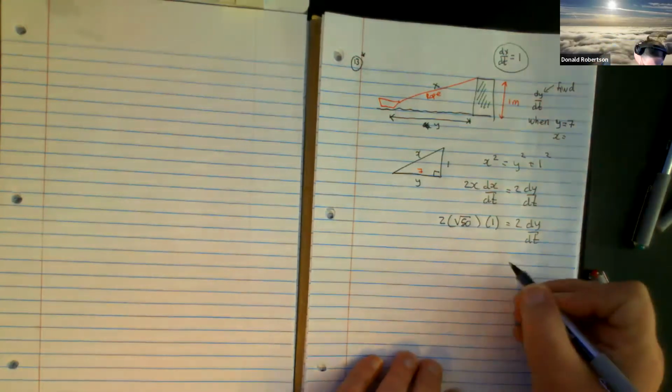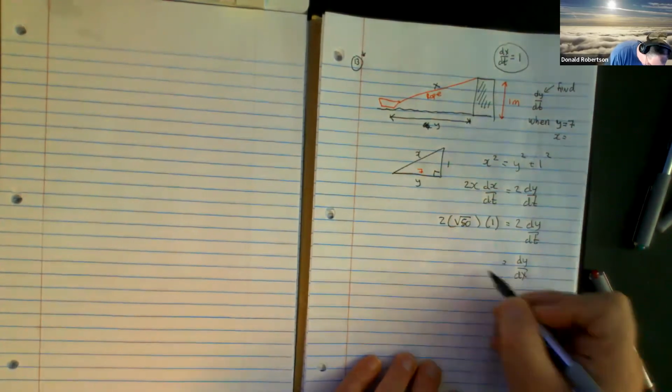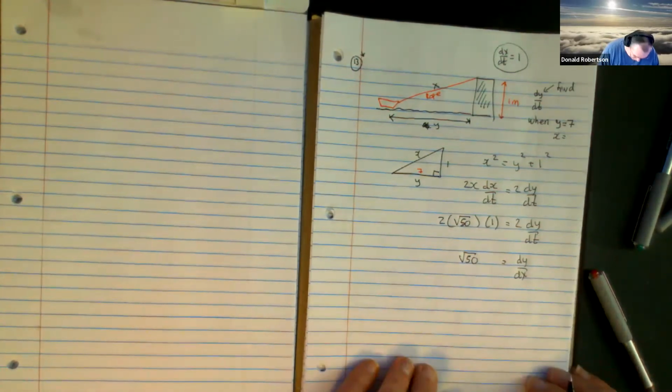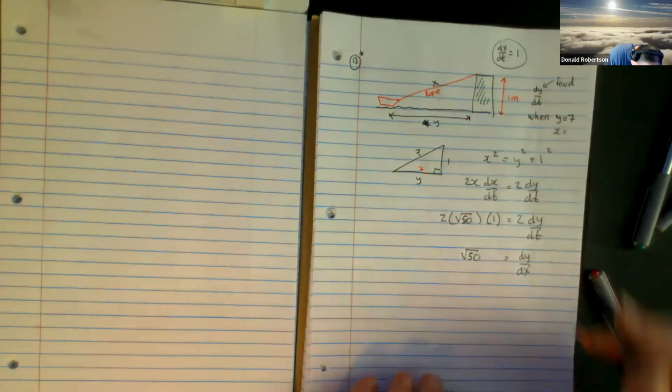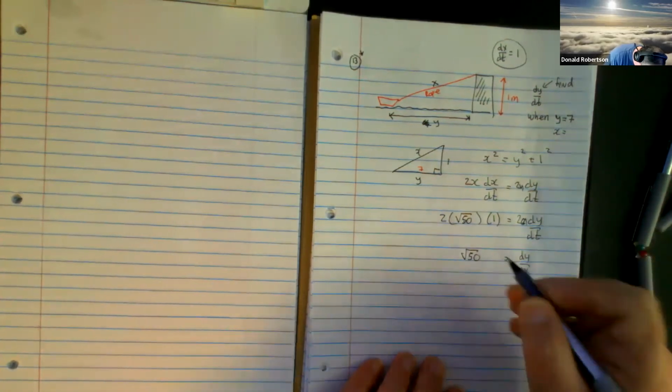Does it seem reasonable, square root of 50 for x? So what do you do next? Well, basically, don't you just divide both sides by 2? And, well, that's a very nice answer. Square root of 50. And I forgot something. What did I forget? I forgot a y. There we go.